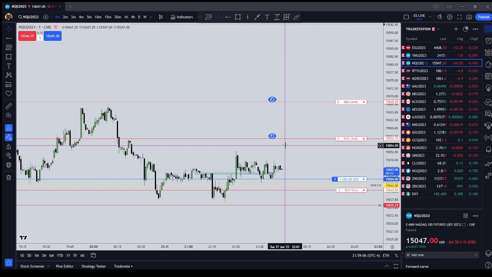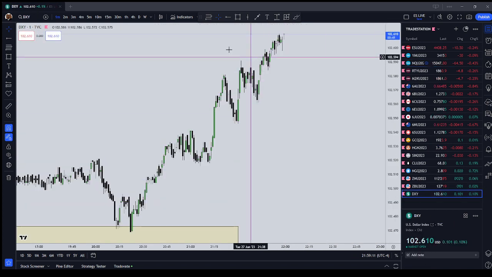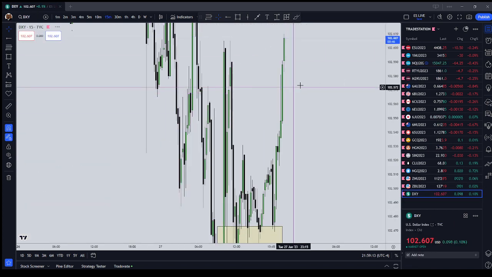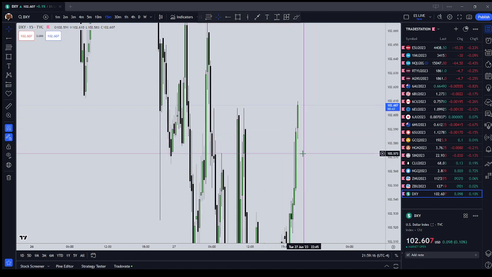Live. So. Okay. Dollar index is still moving higher.